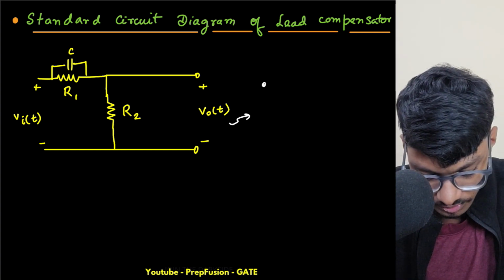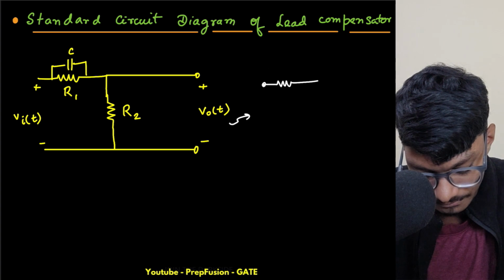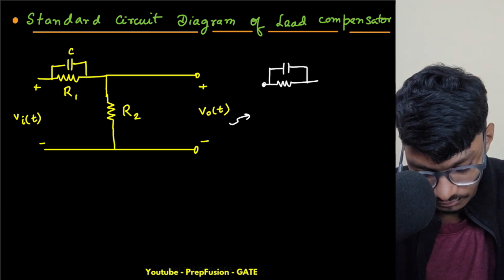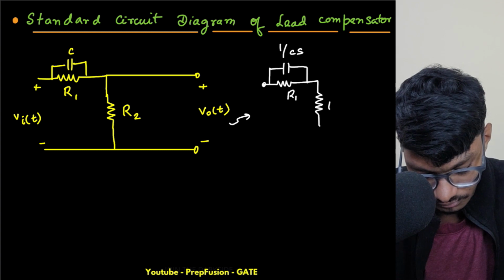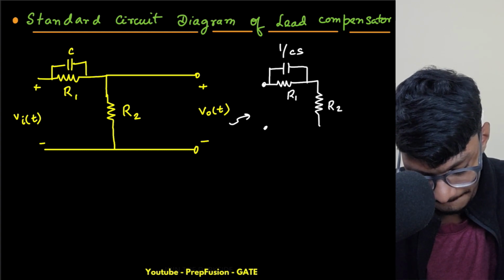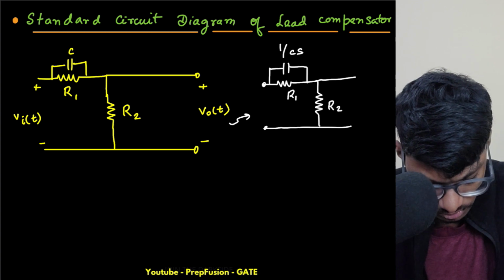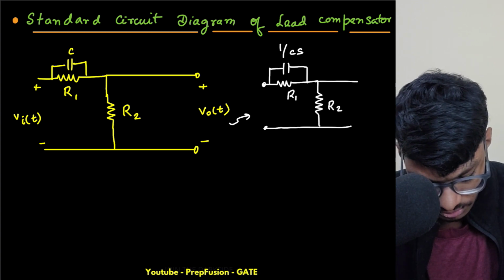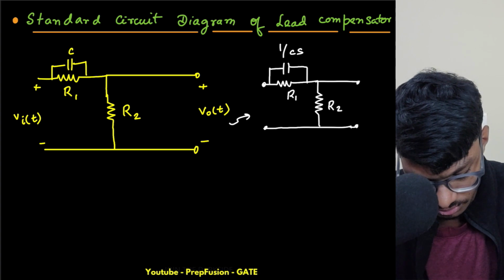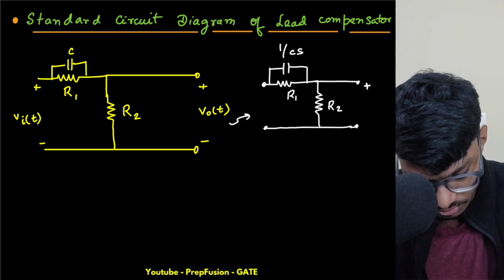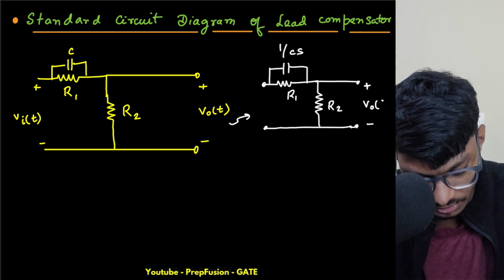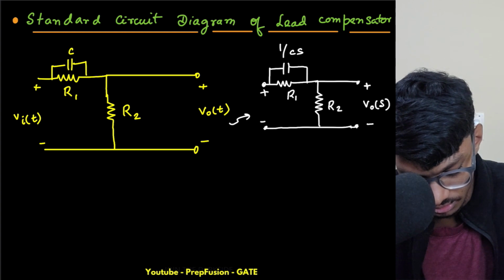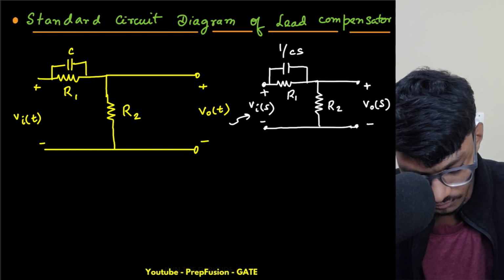So in the Laplace domain this will be R2 plus minus V naught of t. We have converted this into the Laplace domain. This will be V naught of s and this will be V of s.